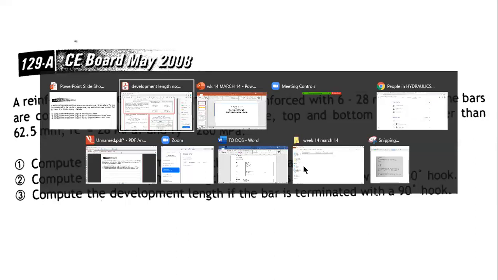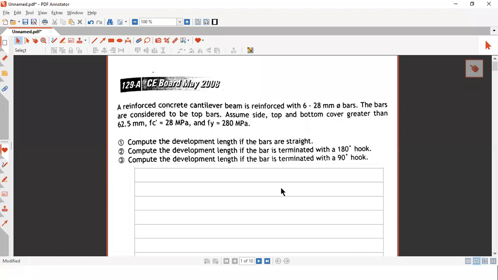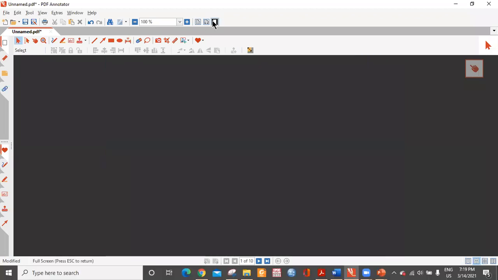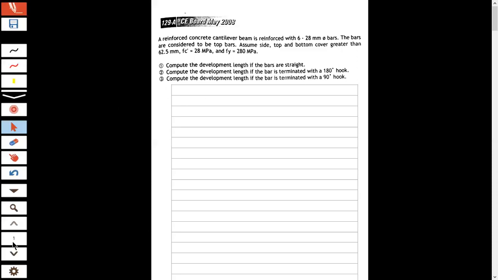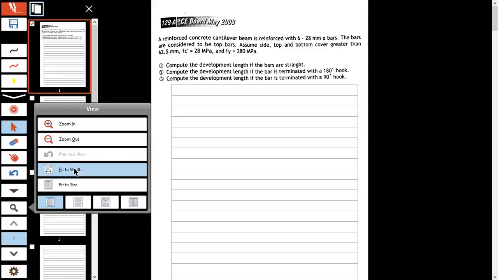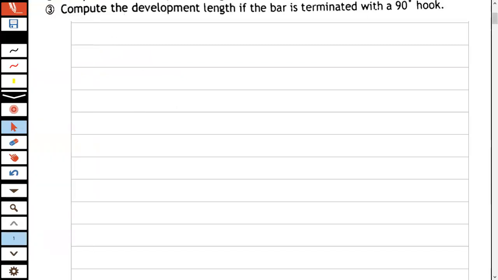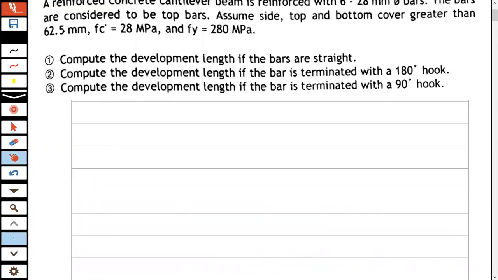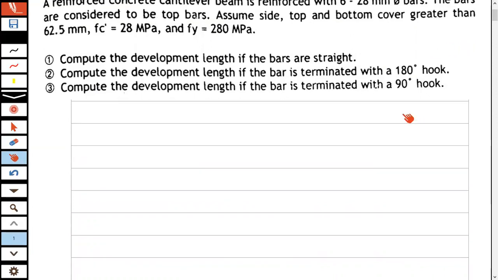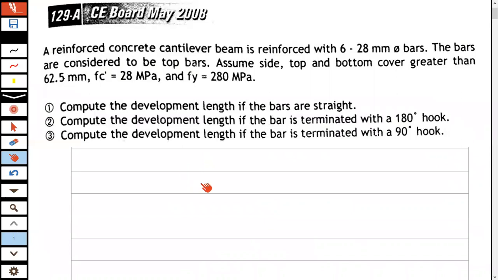Okay, so let us complete this first problem. So over here, we have a reinforced concrete cantilever beam reinforced with 6 28 diameter bars. The bars are considered to be top bars. Assume side, top, and bottom cover greater than 62.5. So may hit na 62.5.